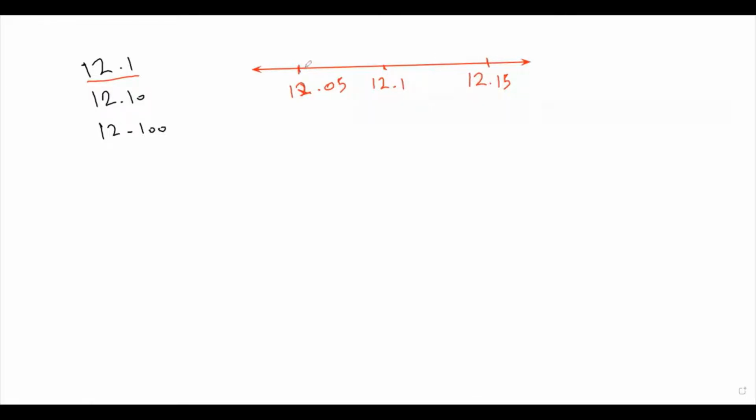So on a number line, if I want to highlight, I would highlight everything, including 12.05. So to show that it's included, I make a solid circle here. But to show that 12.15 is excluded from my range, I use a hollow circle. So it's very important that you use a hollow circle for the upper bound, right? And this is my lower bound.